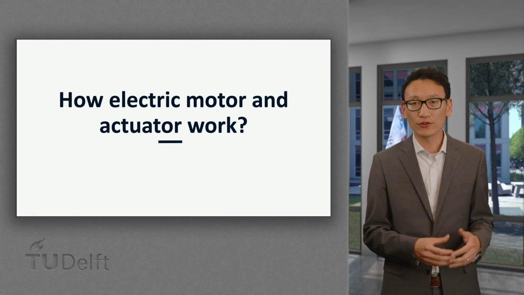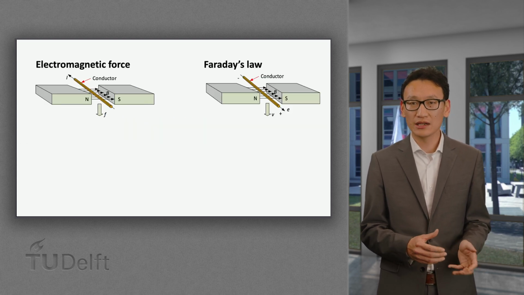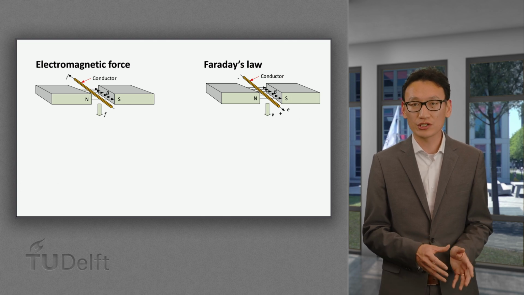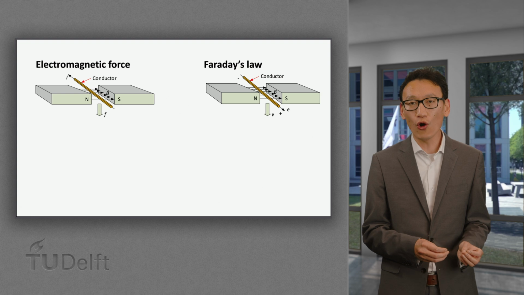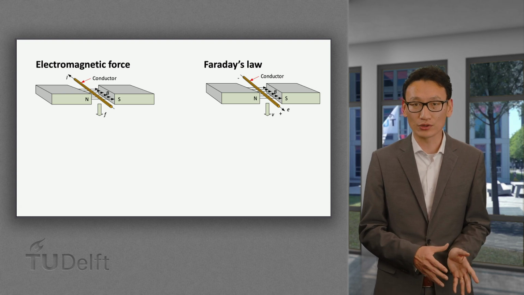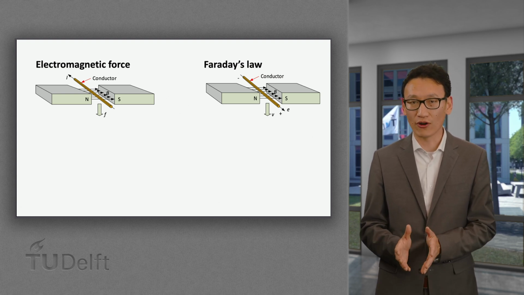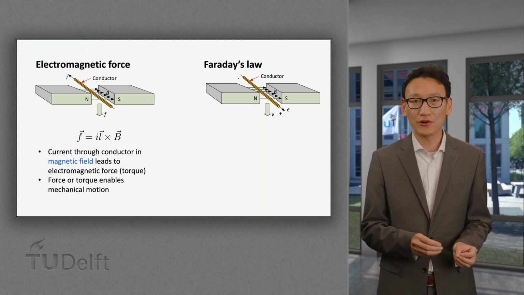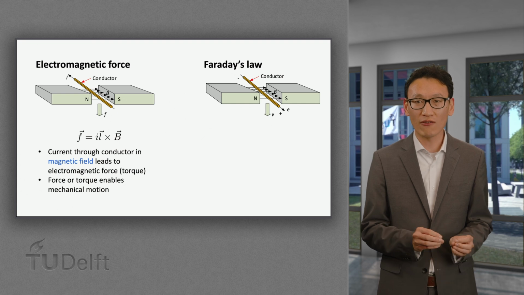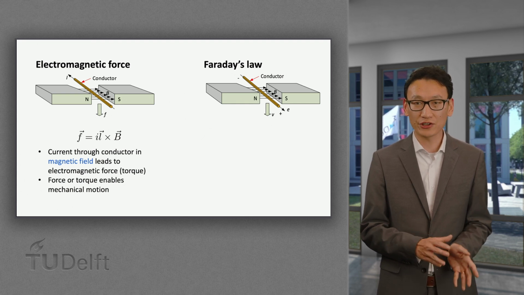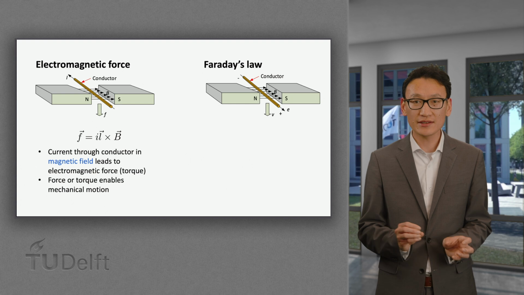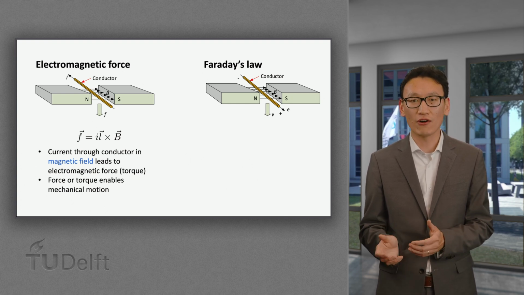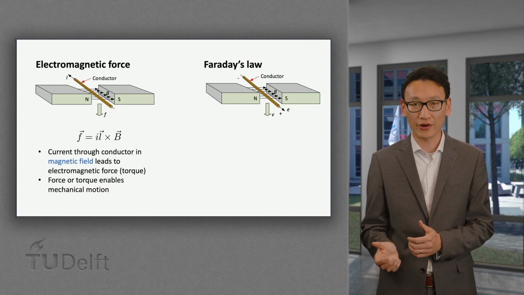It is useful to first review two important electromagnetic laws before we dive into various electric motor or actuators, since they all rely on electromagnetic principles. First one is the Lorentz force. It is governed by Lorentz law, which says the current carrying conductor will experience a force induced by the magnetic field B. In the rotational case, the force will create a torque. The force or torque will be the source of mechanical motion in motors or actuators.